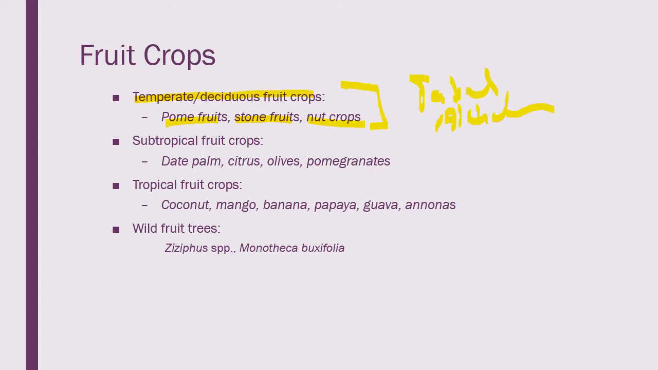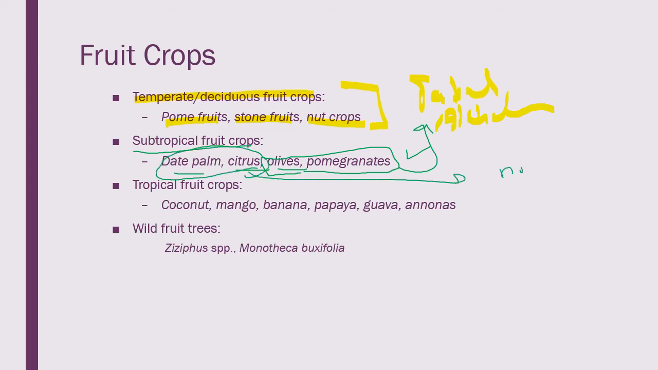Whereas here, subtropical fruit crops include all of these: citrus, date palm, olives, and pomegranates. These two require cold temperature, so they actually grow also in Jebel Akhdar. But these other two, they grow throughout the northern plains. So this is the northern plains where these two crops grow.